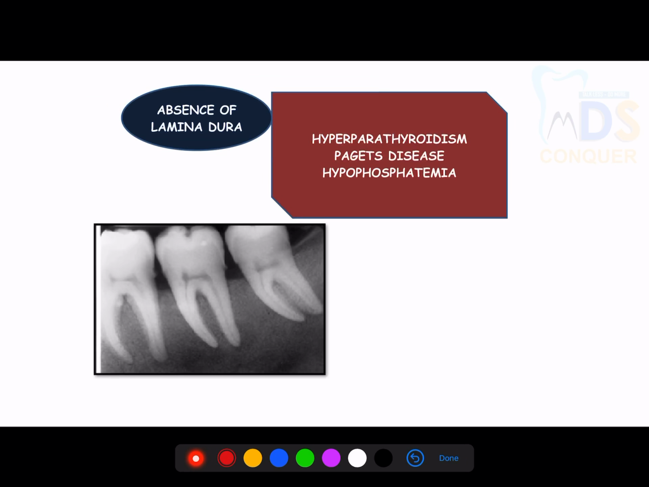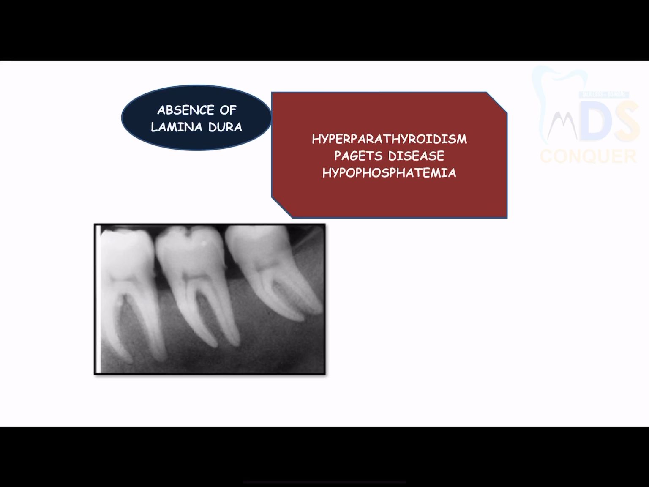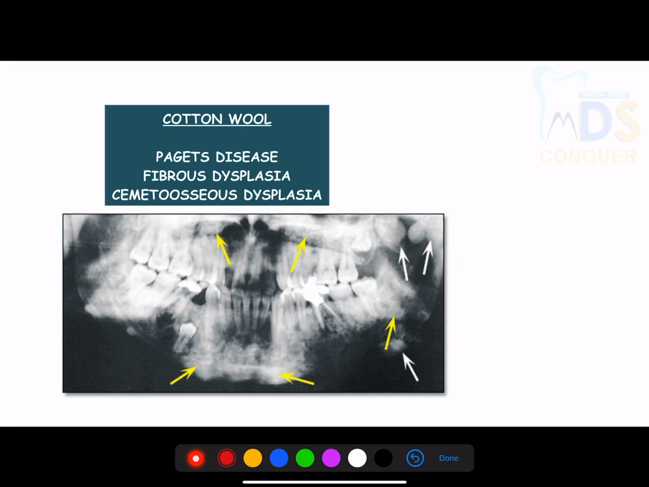Coming to the absence of lamina dura, you can see here there is an absence of lamina dura, and this is most commonly seen in hypoparathyroidism, Paget's disease and hypophosphatasia. You have to remember these three disorders where there is an absence of lamina dura. And coming to the cotton wool type of appearance, an important radiographic picture based question, you can see this appearance in Paget's disease, in fibrous dysplasia and in cemento-osseous dysplasia. So in these dysplasias you can see the cotton wool appearance.